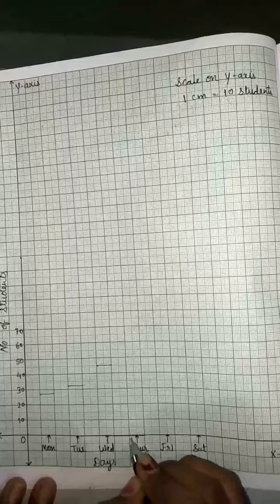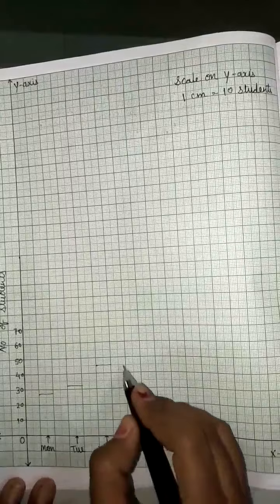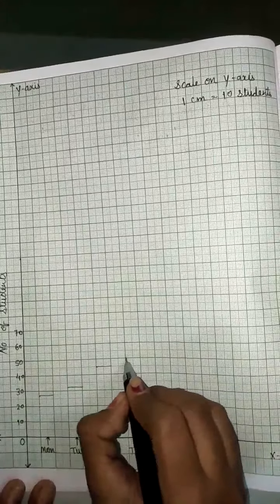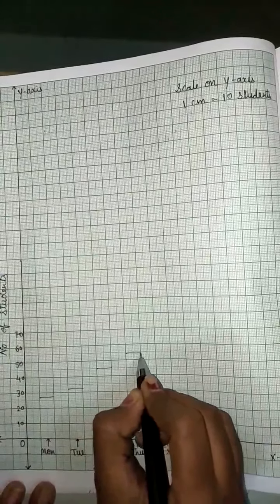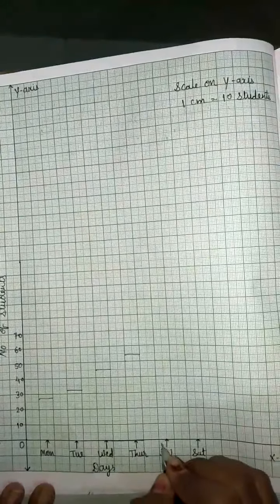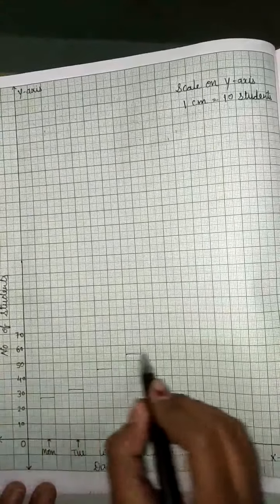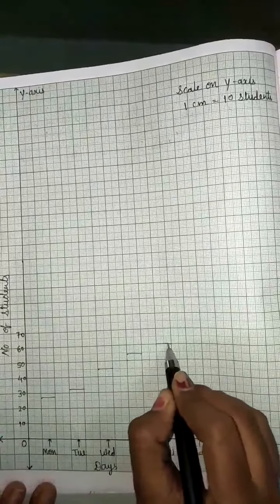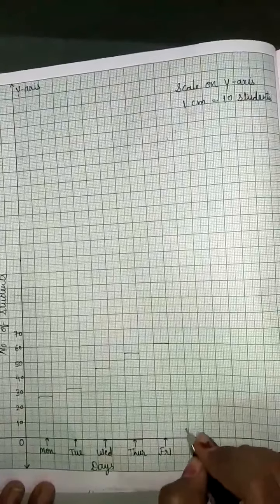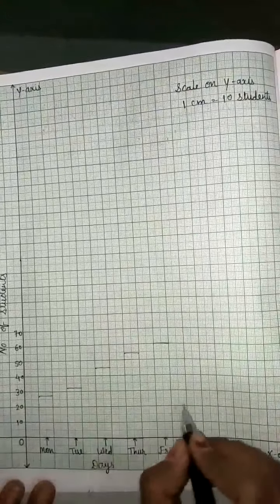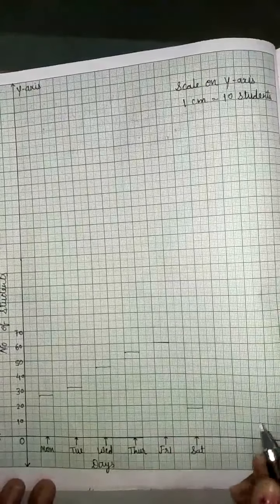Okay. Now here you can see on Thursday 54 students visited the library. So here is 50, you can see 50 plus 4. So here we'll write 54 students. Now on Friday 60 students visited the library. So we'll see here 60 students visited the library. On Saturday 18 students are there. So here you can see this is 20, so we'll go 2 less. So here 18 students visited the library.